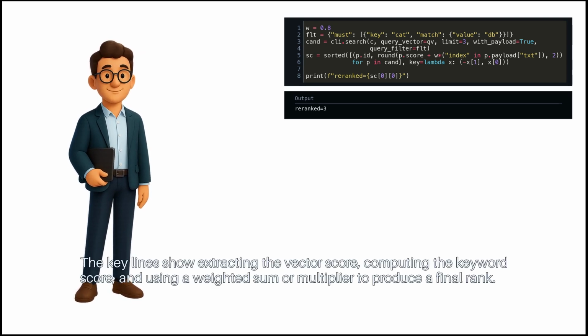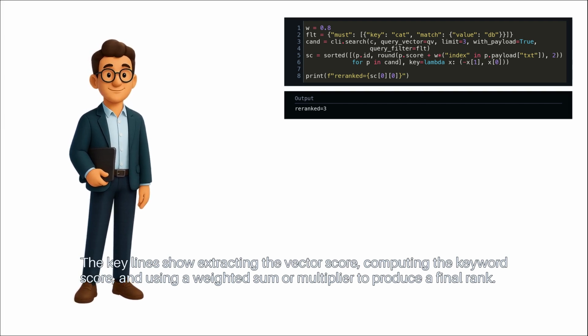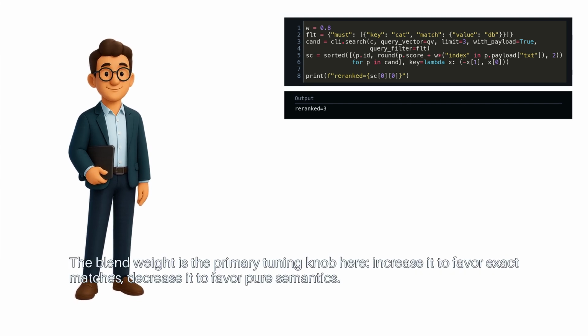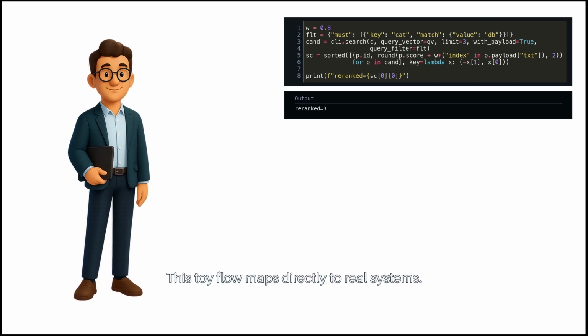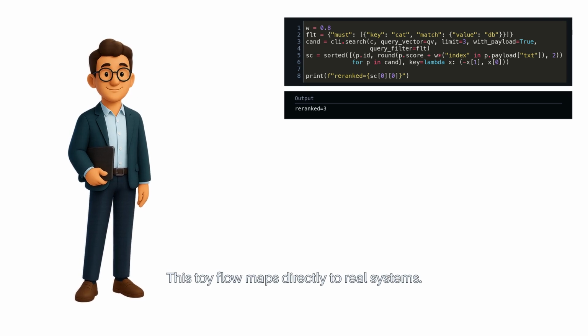The key lines show extracting the vector score, computing the keyword score, and using a weighted sum or multiplier to produce a final rank. The blend weight is the primary tuning knob here. Increase it to favor exact matches, decrease it to favor pure semantics. This toy flow maps directly to real systems.